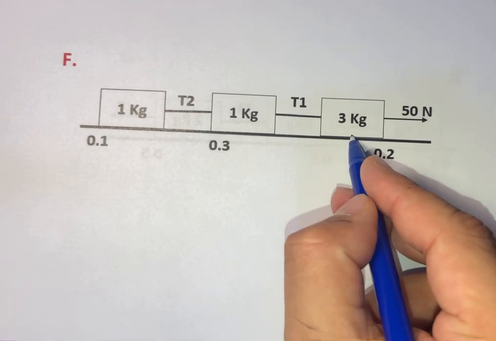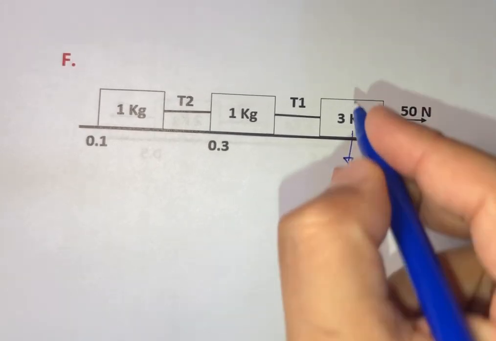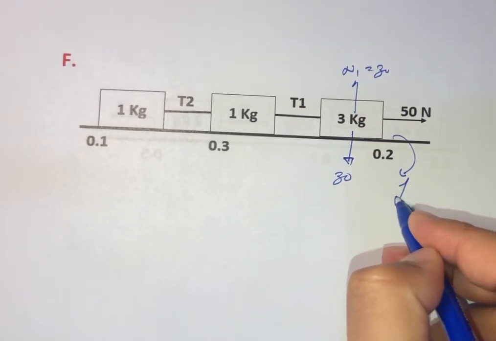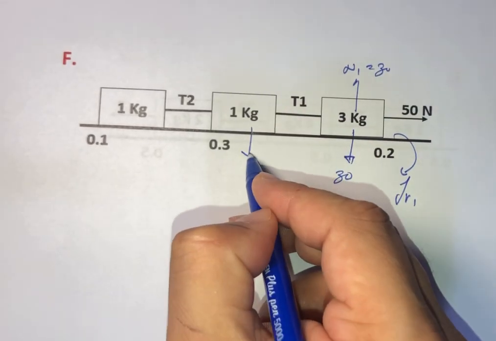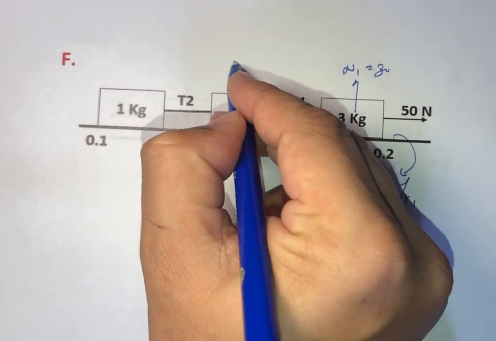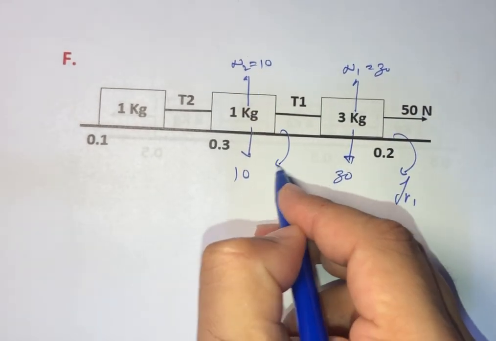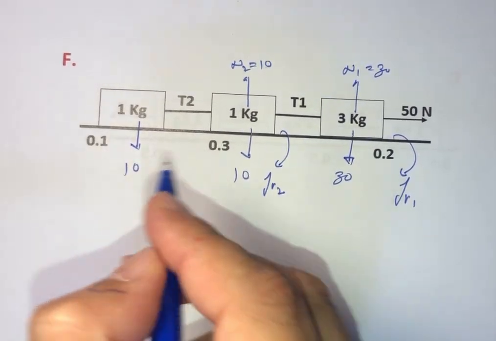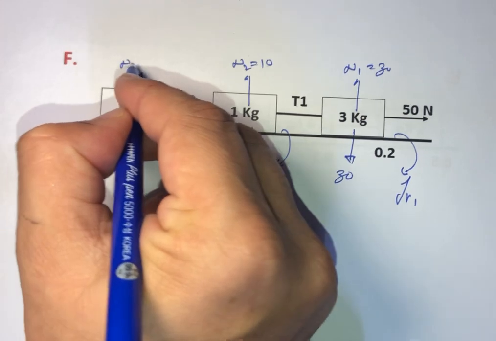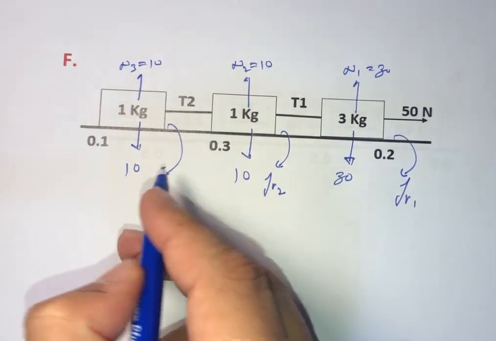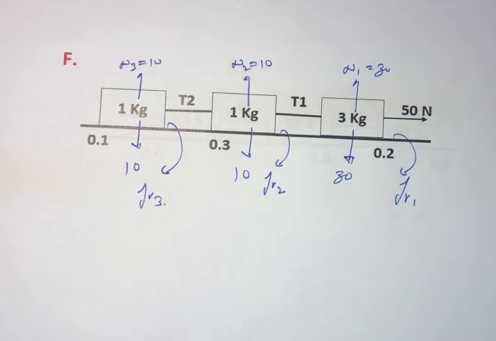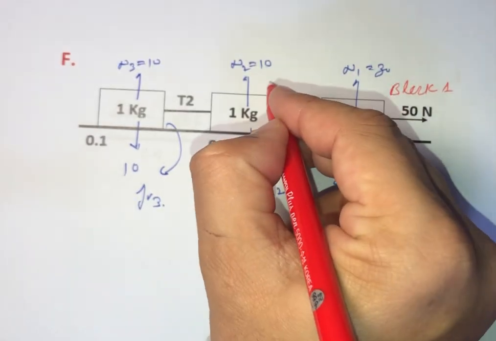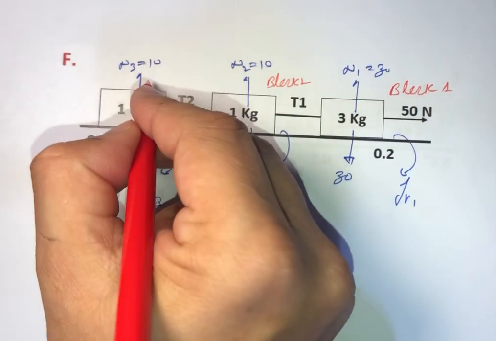So once again this will be 30, and we have a normal N1 which is equal to 30, and let us call this friction FR1. Here we have 10, this is our N2, and let us call this FR2, and here we also have 10. Okay, and we have N3, whose value is 10, and let us call this FR3. Okay, this is our block 1, block 2 and block 3.